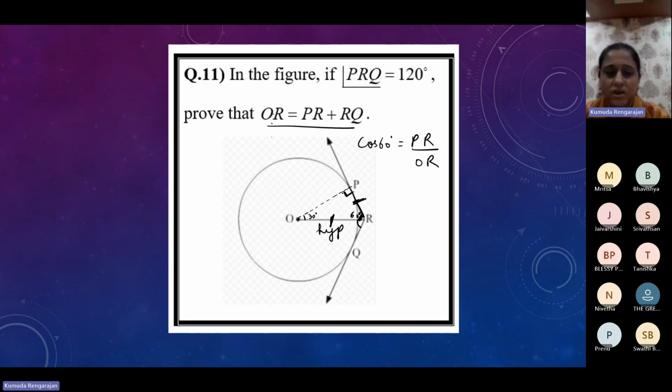Why are we connecting these two sides? Because we just looked at the result. We have OR and PR, which are sides of this triangle. RQ is not of this triangle, so leave that. So we are connecting 60 degrees with OR and PR. For 60 degrees, PR is the adjacent side and OR is the hypotenuse.